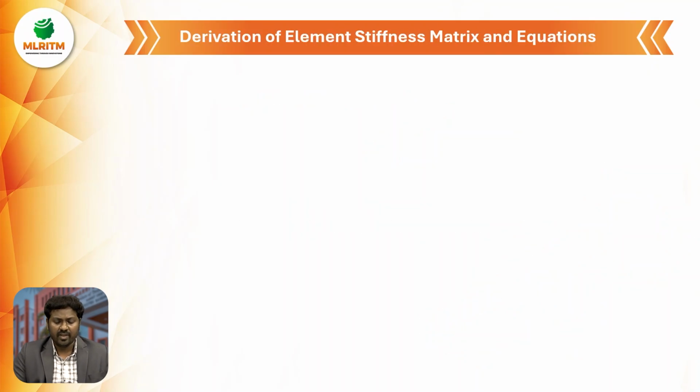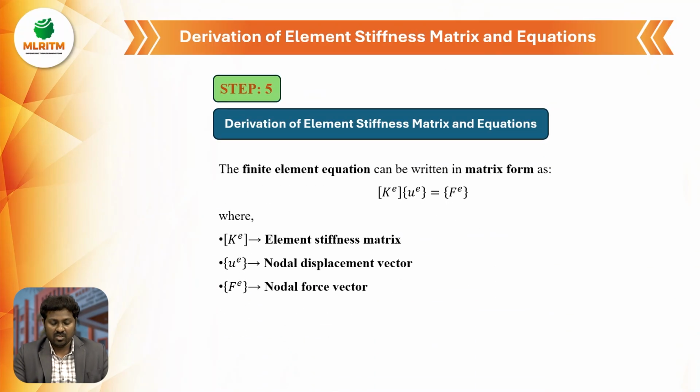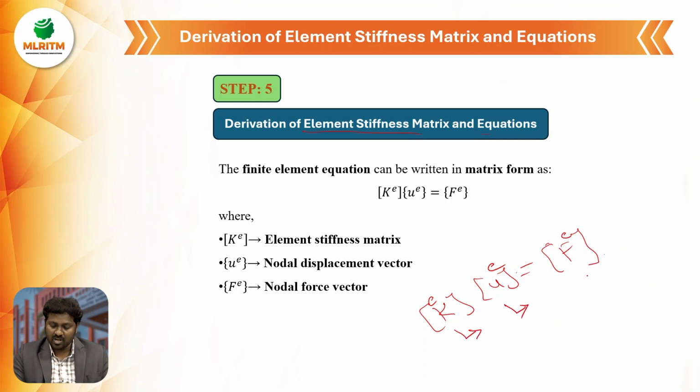So next one is derivation of the element stiffness matrix equation. This is step number 5. We have the stiffness matrix K, and U is the displacement, equal to the force vector. It means it is the combining of each element, with stiffness, displacement and nodal forces. This is the way to write the stiffness matrix for each element.